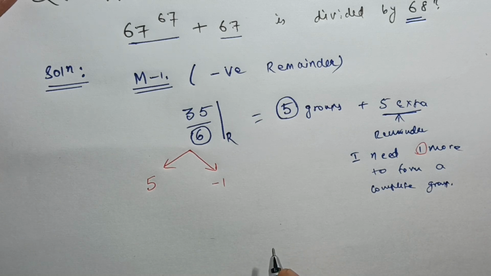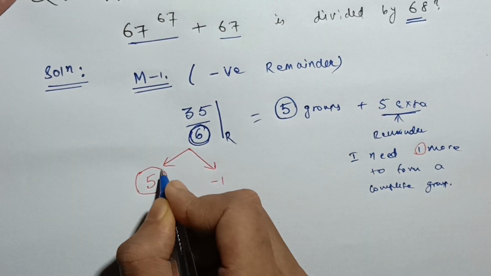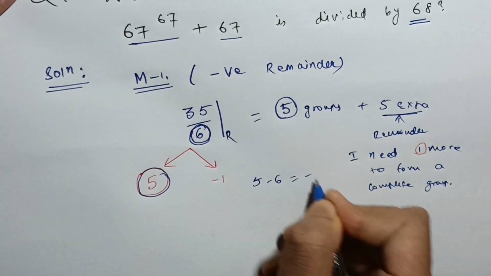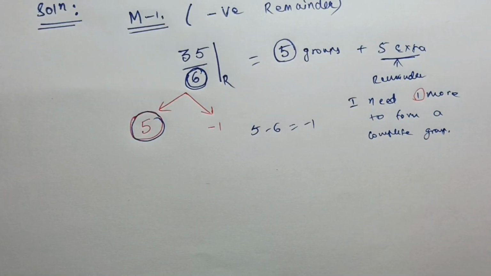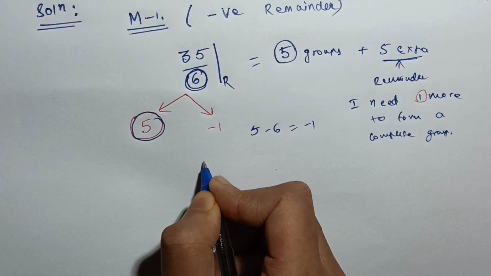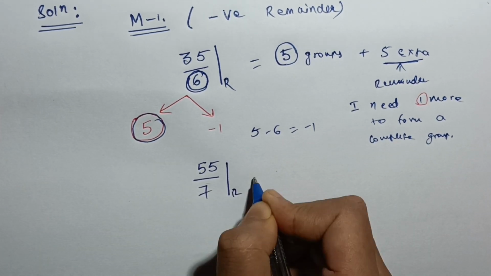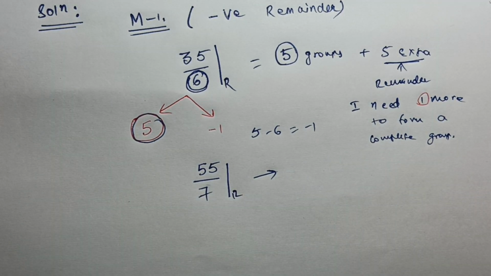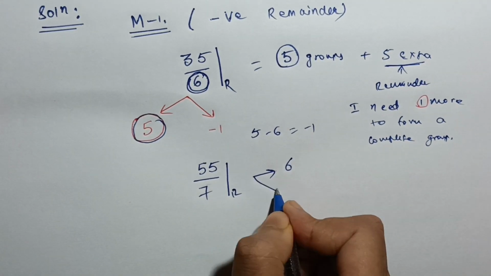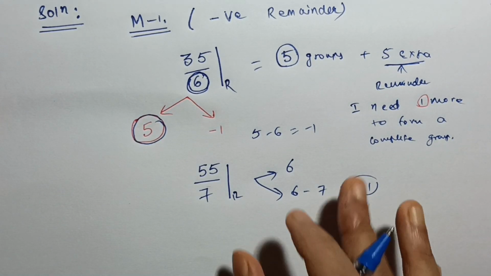Both are equivalent, right? Now, given the positive remainder, how can you find the negative remainder? You can simply subtract the divisor from the positive remainder. So 5 minus 6 equals minus 1. Let me give you another quick example. Let's say 55 divided by 7. The positive remainder would be 6, since 7 into 7 is 49, plus 6. And if I ask you what is the negative remainder, 6 minus divisor 7 is minus 1, right? So both are possible remainders.